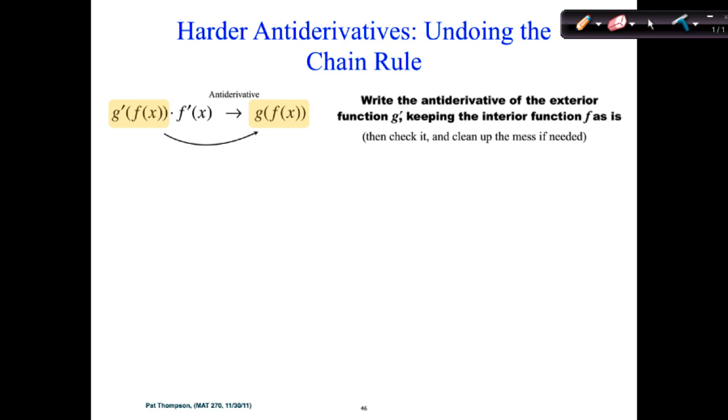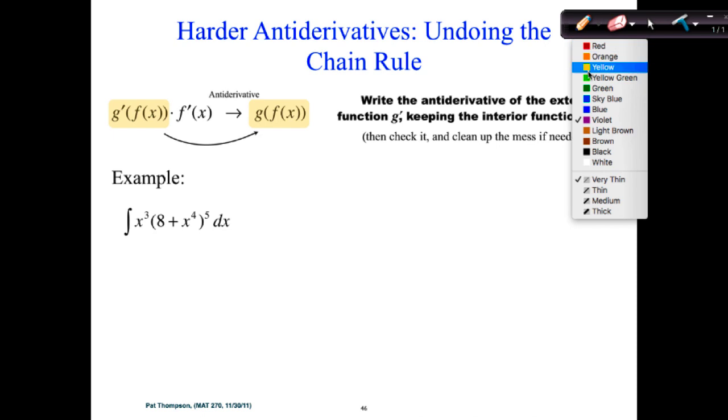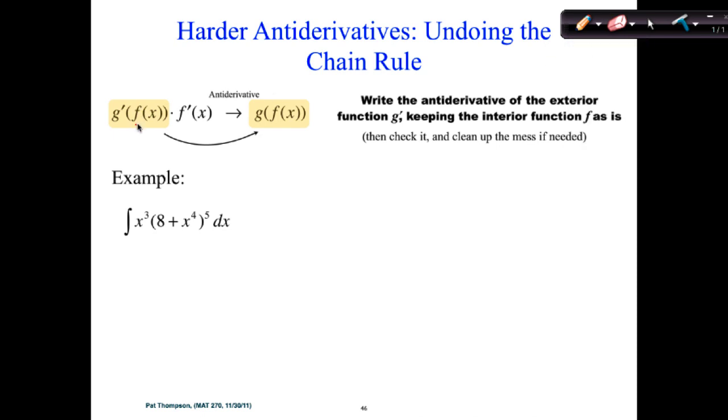Okay, so that's just what I wrote in the last. So let's do an example here. So here's one: x cubed times (8 plus x to the 4th) to the 5th. First of all, we ask the question, does it qualify for undoing the chain rule? So what's the qualifying feature? The qualifying feature is that we have this right here. We have a match here, right? The argument in this composite function, its derivative is the other part. That's how we know that we can use undoing the chain rule.